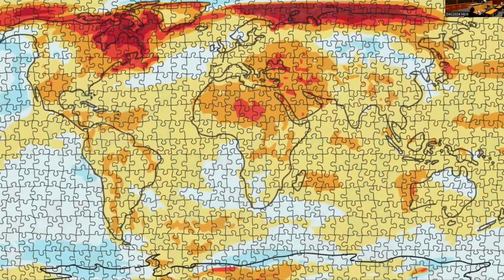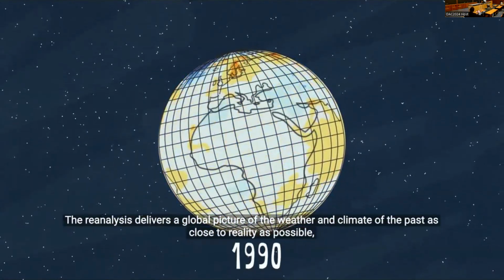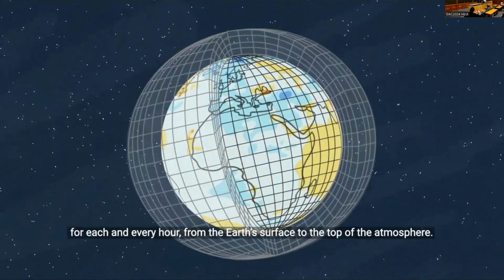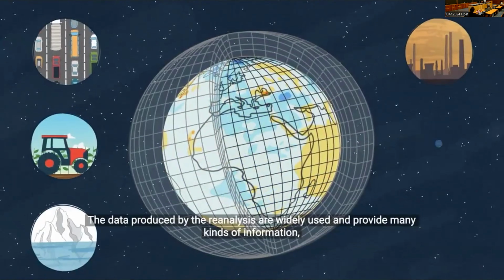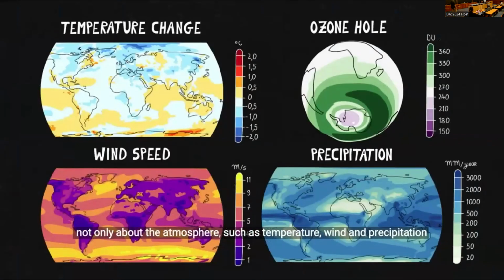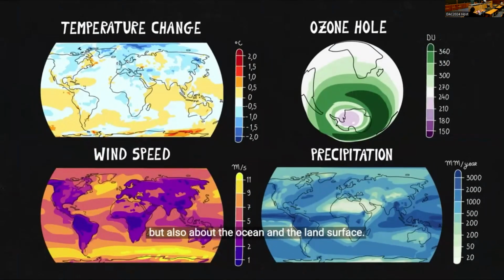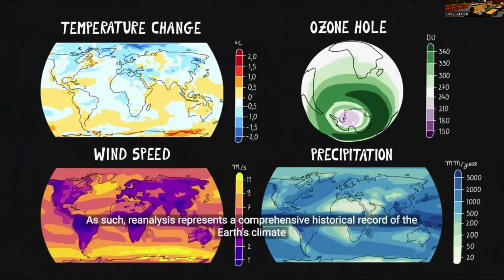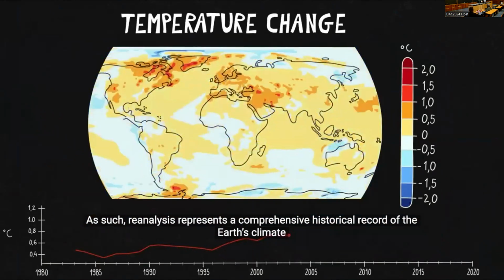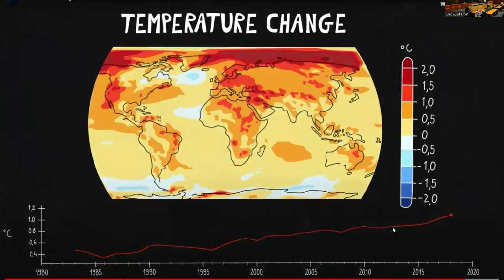The reanalysis delivers a global picture of the weather and climate of the past as close to reality as possible for each and every hour, from the Earth's surface to the top of the atmosphere. The data produced by the reanalysis are widely used and provide many kinds of information, not only about the atmosphere, such as temperature, wind, and precipitation, but also about the ocean and the land surface. As such, reanalysis represents a comprehensive historical record of the Earth's climate and provides an accurate way to monitor how fast it is changing.